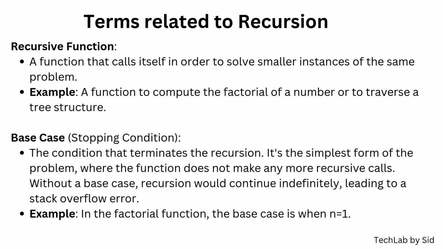Base case or stopping condition. The condition that terminates the recursion. It's the simplest form of the problem, where the function does not make any more recursive calls. Without a base case, recursion would continue indefinitely, leading to a stack overflow error. Example, in the factorial function, the base case is when n equals 1.